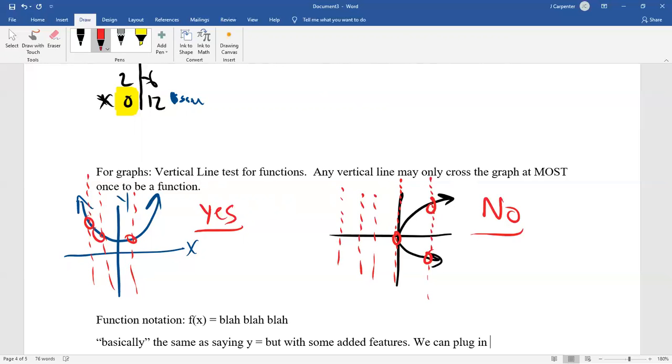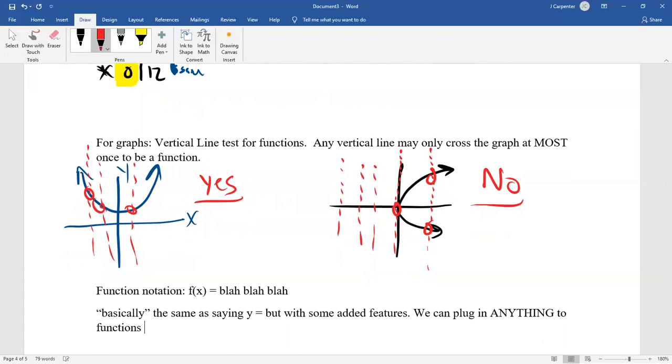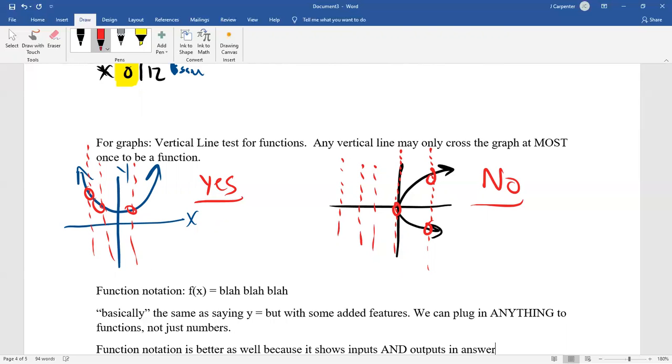We can plug in anything to functions, not just numbers. But if you had y equals, you can only plug in numbers. So if I have y equals 2x plus 3, I can only plug in numbers to that. If I have f of x equals 2x plus 3, I can plug happy face into that. I can plug sky into that. I can plug 42 into it. Function notation is better as well because it shows inputs and outputs in answers.